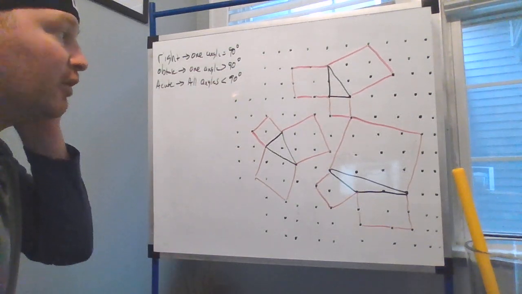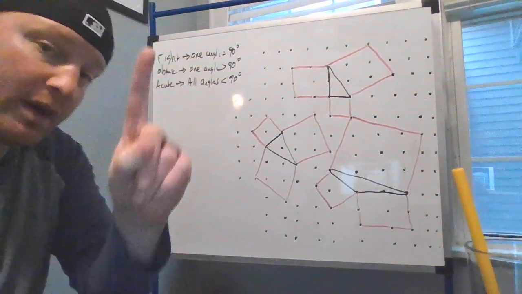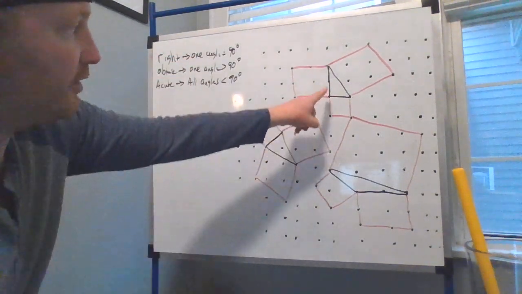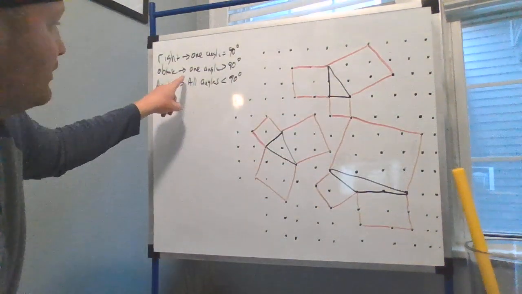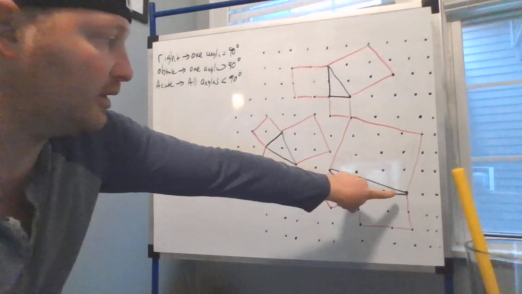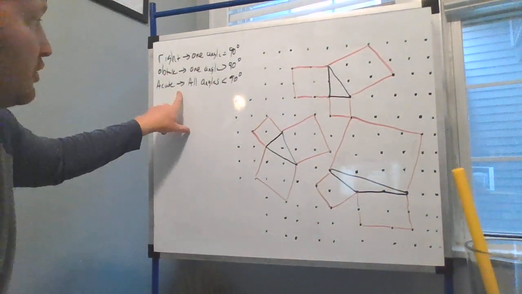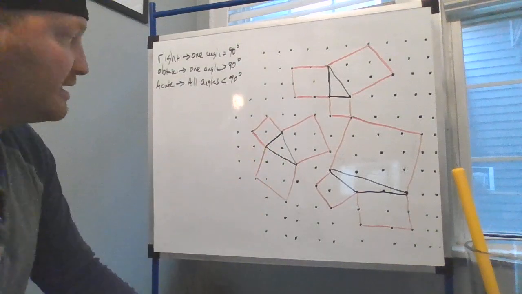First things first, you've got to know what a right, acute, and obtuse triangle are. Right up here, a right triangle has 1 angle that's a 90-degree angle, and that's it right there. An obtuse triangle has 1 angle that's greater than 90 degrees, which means the other 2 angles are less than 90 degrees because they all add to 180 degrees. And an acute triangle means all angles are less than 90 degrees.